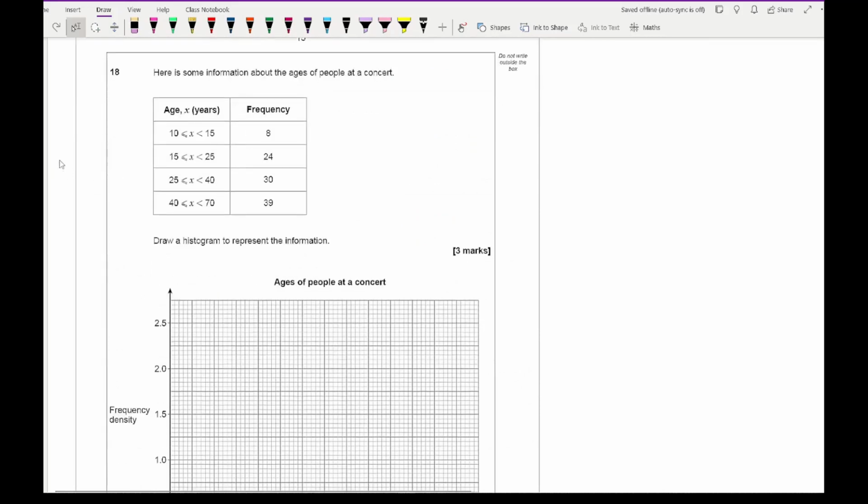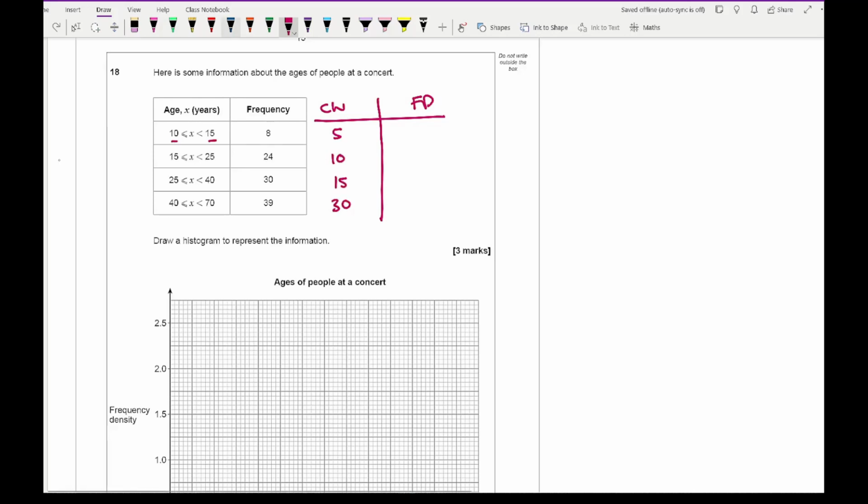And looking at question 18, it says here is some information about the ages of people at a concert, and what we need to do is draw a histogram to represent the information. So for this, what we need is a couple of columns. We need our class width and we need our frequency density. Our class width is basically our upper bound take away our lower bound. So for the first one, it's going to be 5, then 10, then 15, 30.